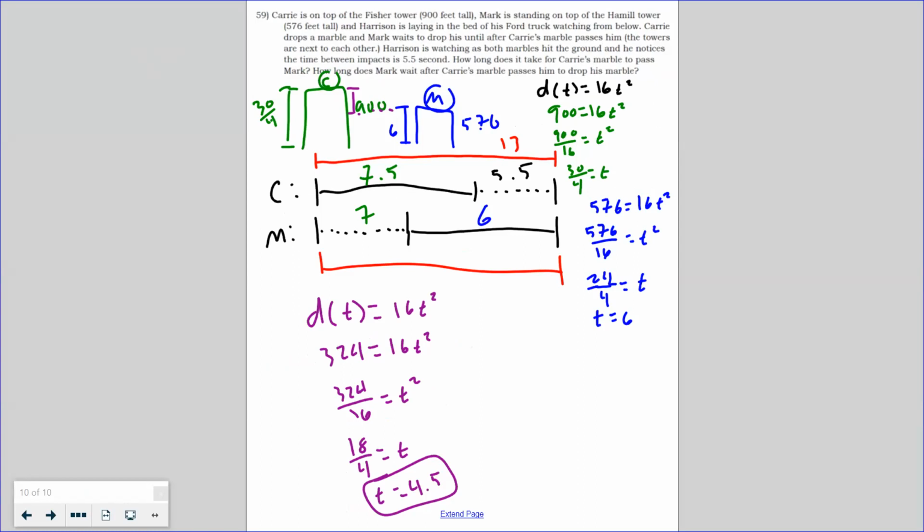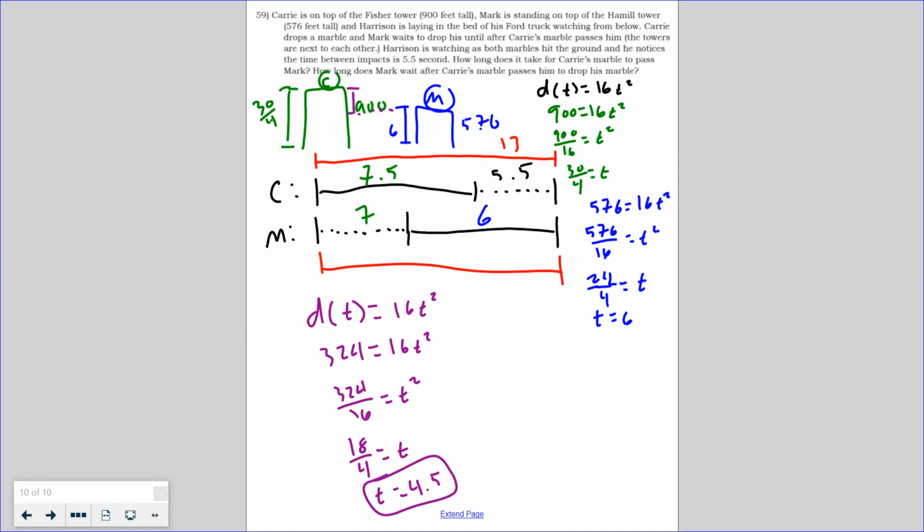Could you go over how you got the 324 again? Sorry, say again? Go over what? How you got the 324. Oh, the 324. One of these problems, that purple part, is figuring out how long it takes for Carrie's marble to pass Mark, because that's the first question. Well, Mark is 576 feet tall, right? No, he's not that tall, but he's on a tower that's that tall. And Carrie's on a tower that's 900 feet tall. So when... Oh, so they're just subtracted. Exactly. 900 minus 576 is 324. That's how far the marble has to drop for it to pass.